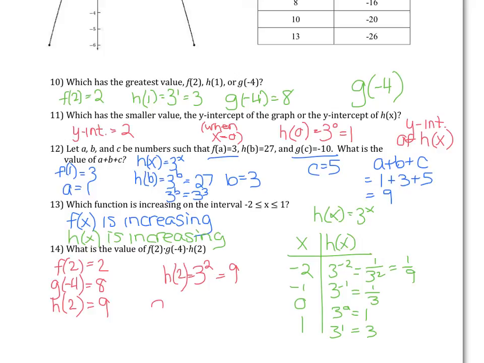So f of 2, which is 2, times g of negative 4, which is 8, times h of 2, which is 9. It's the same thing as 16 times 9, which equals 144. So the value of f of 2 times g of negative 4 times h of 2 is 144. And that is the end of this review packet.